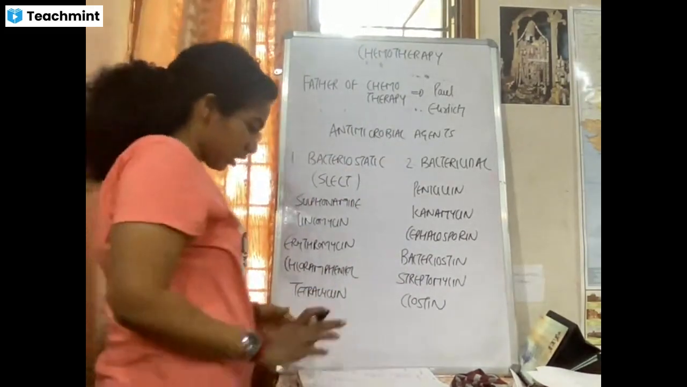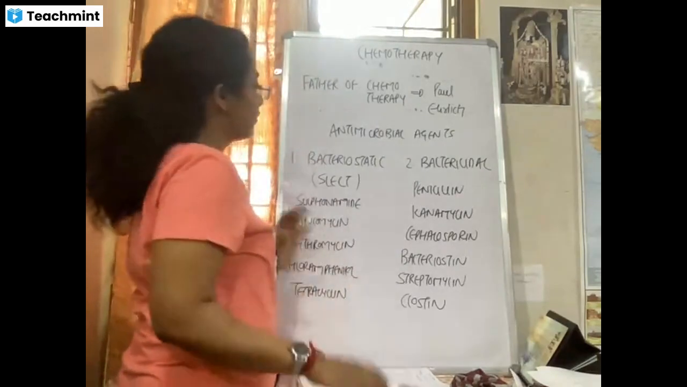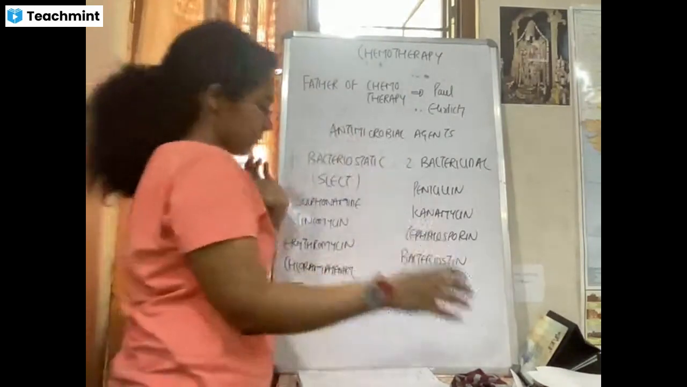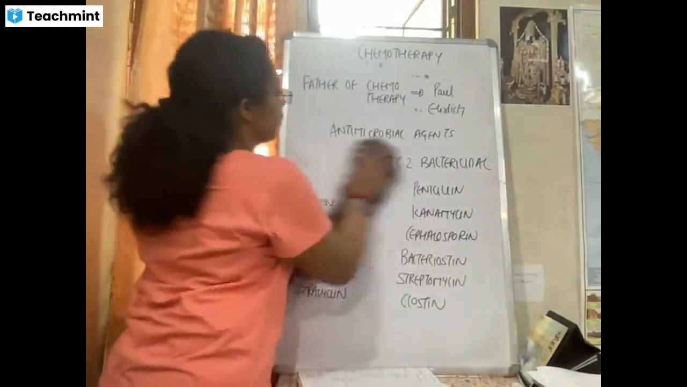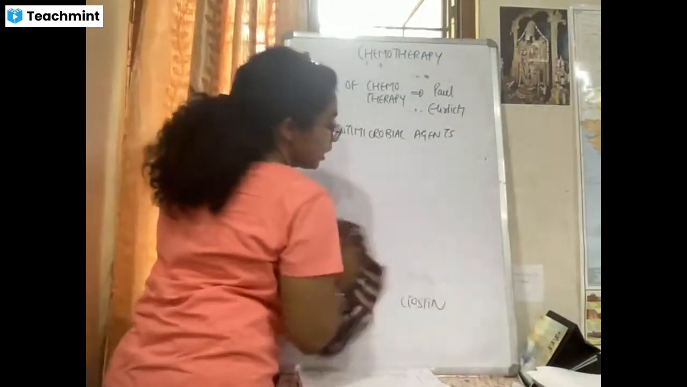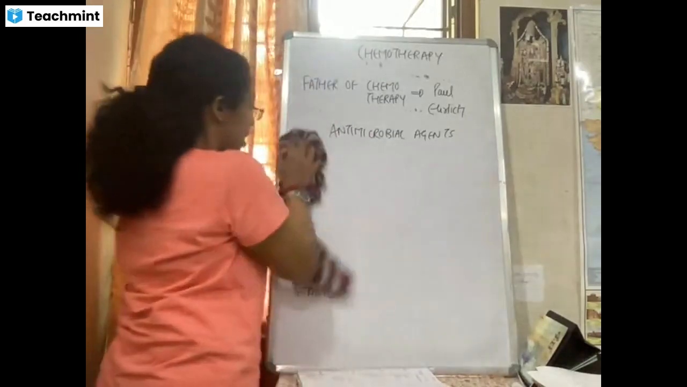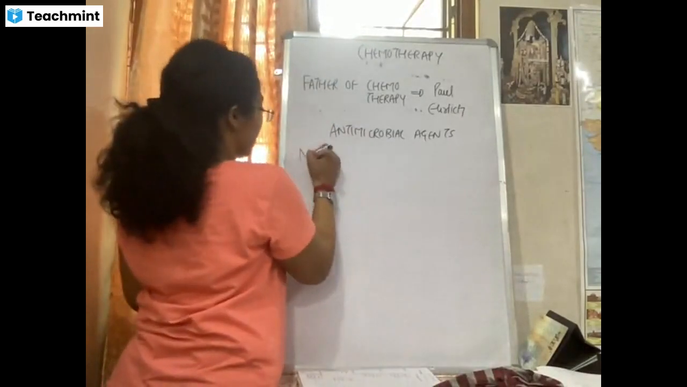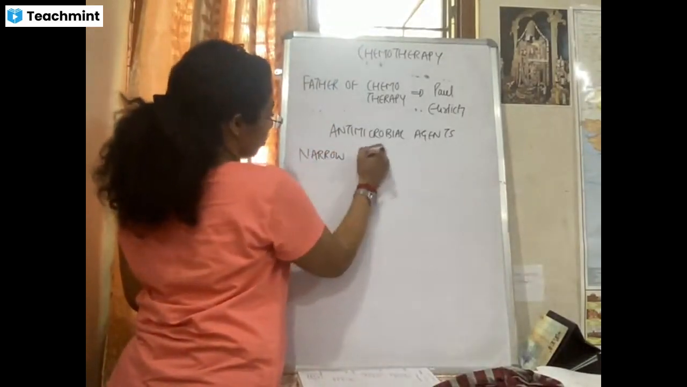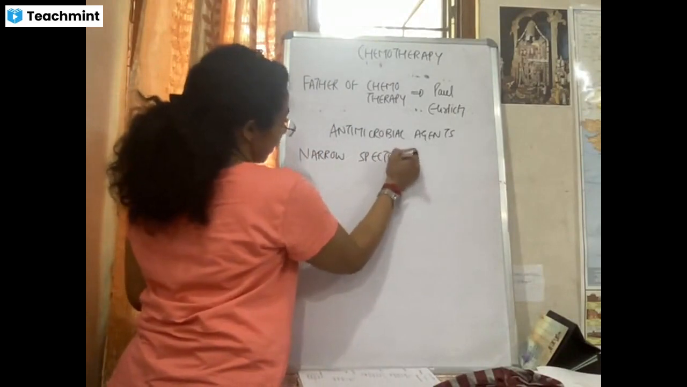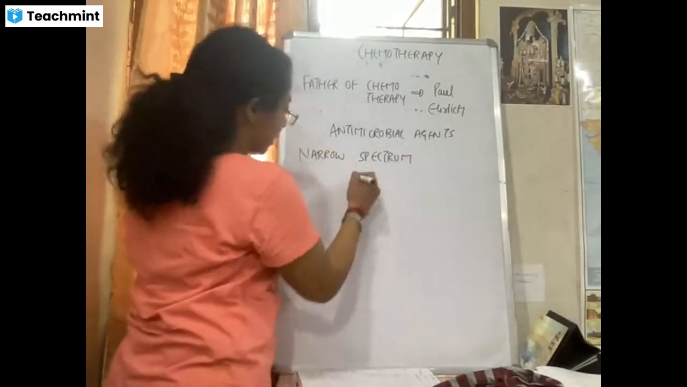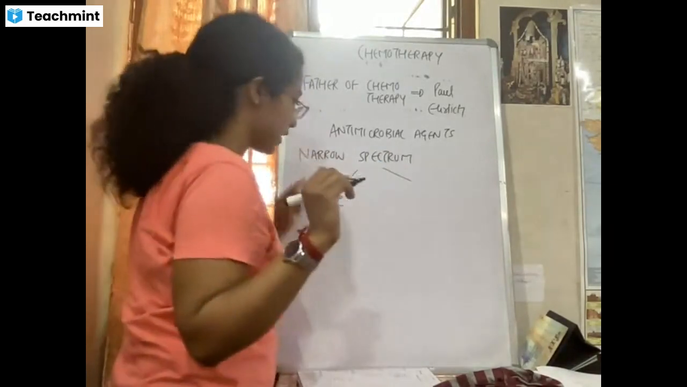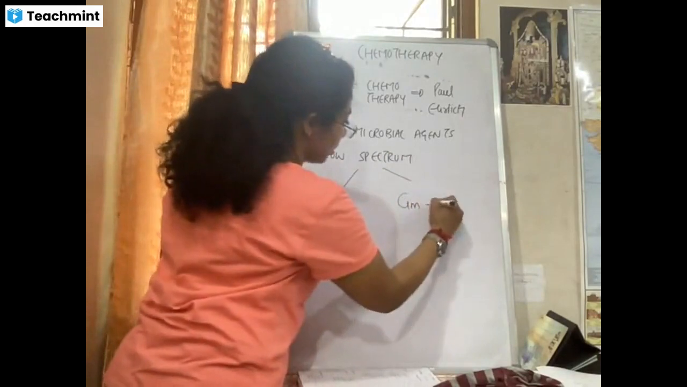Now, that is one classification of the antimicrobial agents, as some can be bacteriostatic and some can be bactericidal. One more way we can classify them is as narrow spectrum and broad spectrum. Firstly, narrow spectrum antimicrobials. In the narrow spectrum antimicrobials, we have the drugs acting on gram positive and the drugs acting on gram negative.